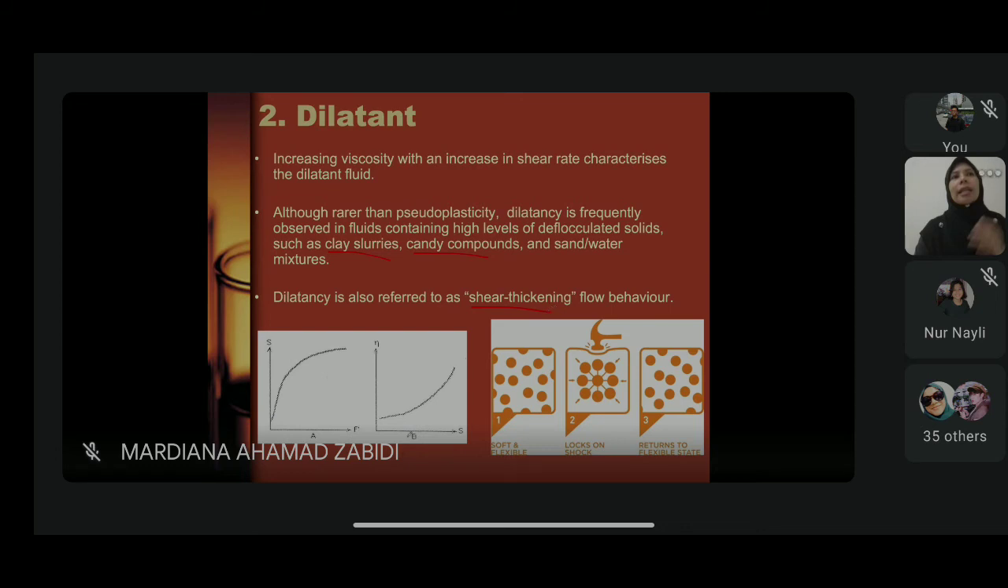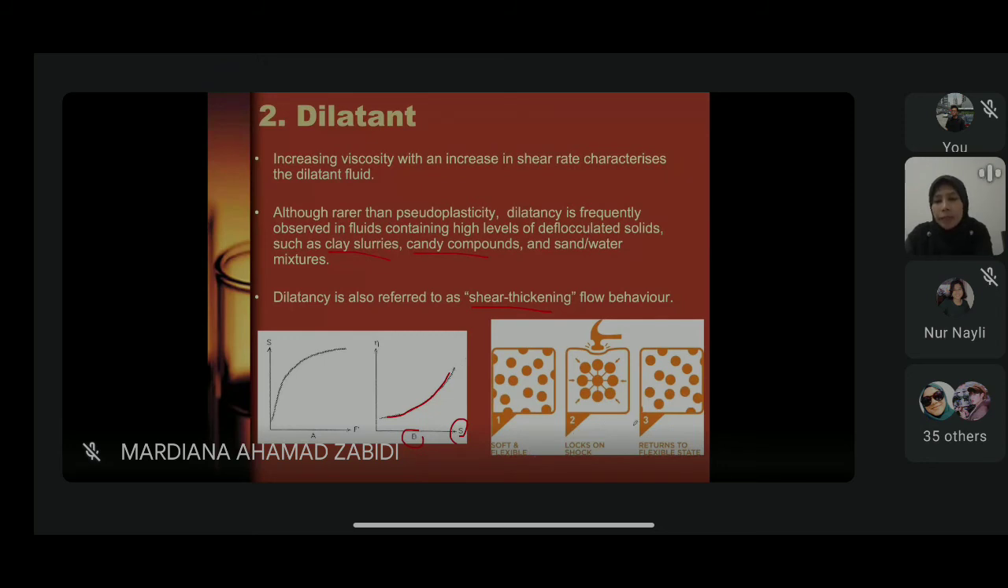So kalau kamu refer, if you go to this particular graph dekat bahagian bawah ni, okay, it is in reverse with pseudoplastic. Meaning that it starts off with a less viscous liquid ataupun less viscous mixture, but then when you increase the shear stress, the shear rate, the viscosity of the fluid will start to move up. Okay, it becomes more viscous.